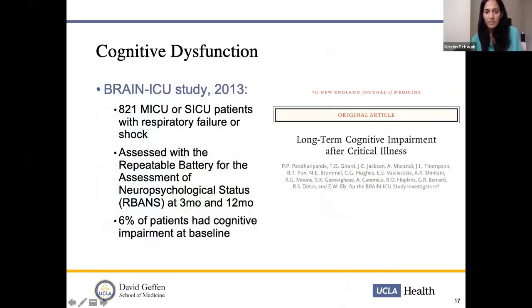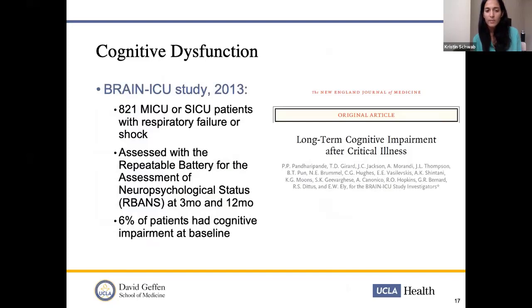This BRAIN-ICU study from 2013 really nicely delineates the degree of cognitive impairment in these patients. This looked at over 800 ICU patients who were hospitalized with respiratory failure or shock, and they assessed these people with the Repeatable Battery for the Assessment of Neuropsychological Status, called the RBANS. And they assessed them with this RBANS at 3 months and 12 months.